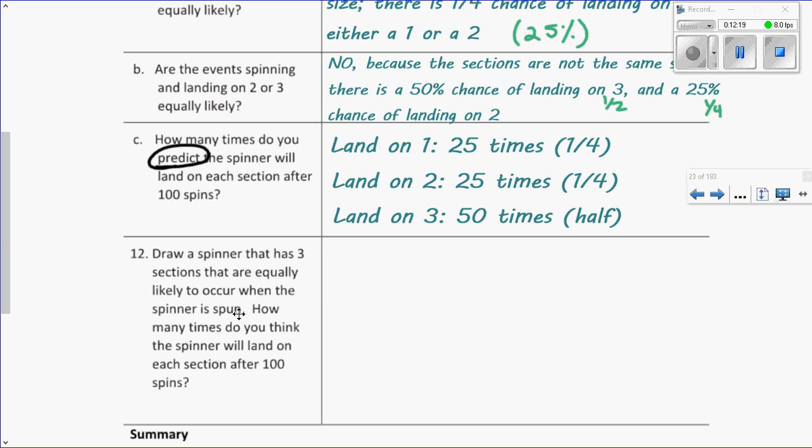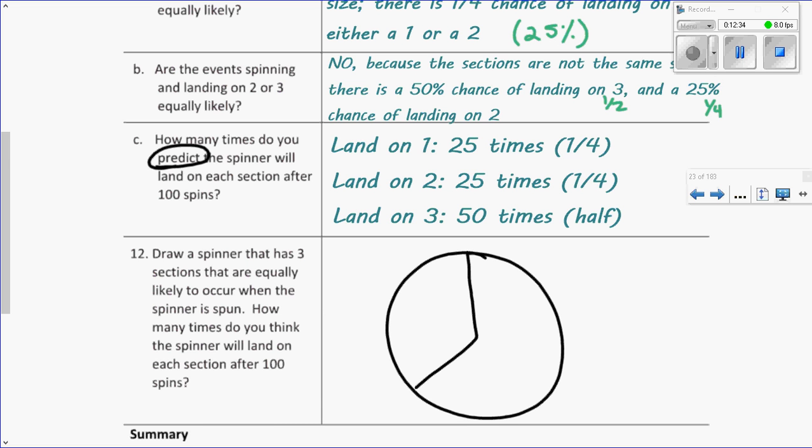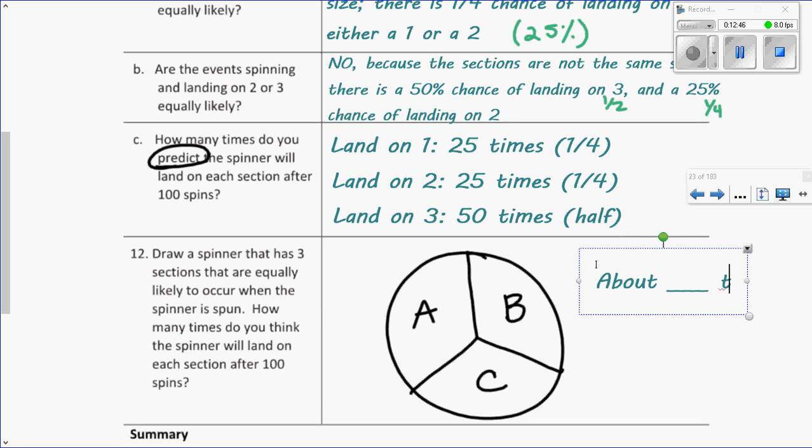Okay, go ahead and draw a spinner that has 3 sections that are equally likely to occur when the spinner is spun. How many times do you think the spinner will land on each section? Okay, I'm going to use A, B, C. And I like to split it into thirds like that. So here's A, here's B, and here's C. Okay, now it's not going to be exact, but I'm going to say about how many times for each section, if it wants to be 100.